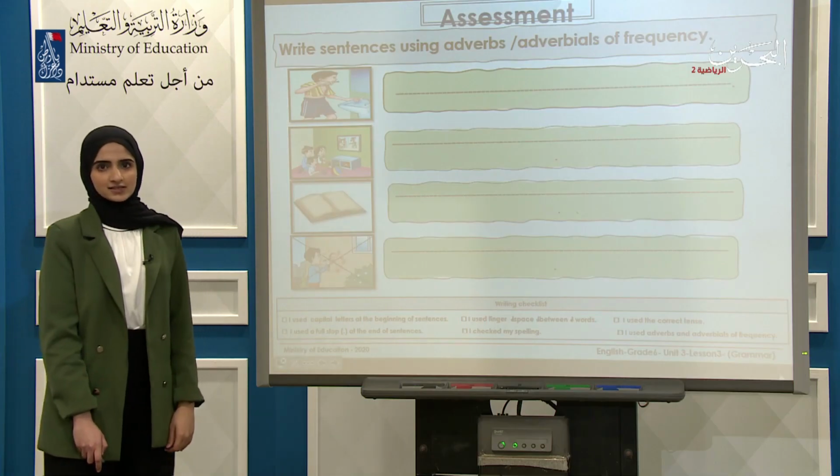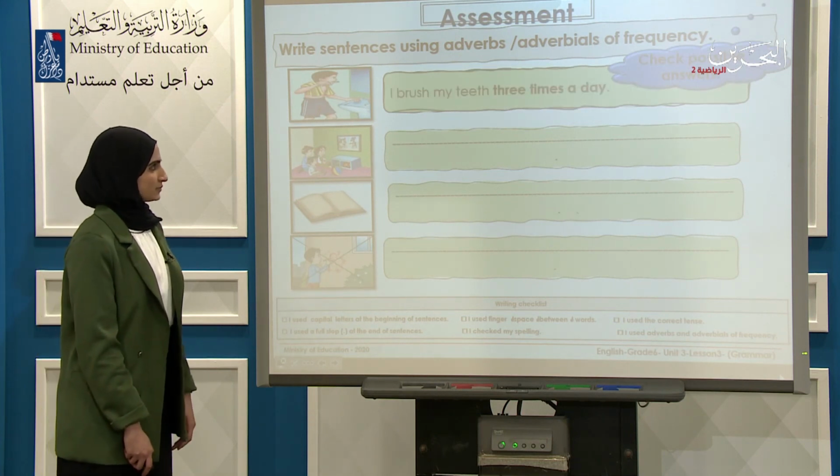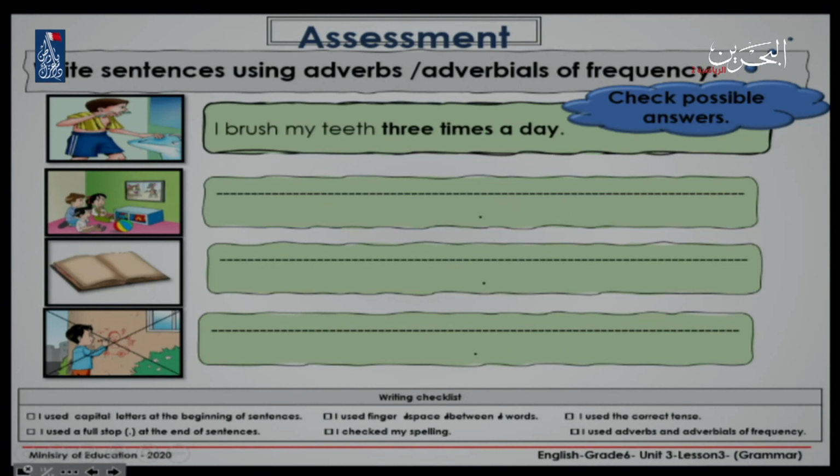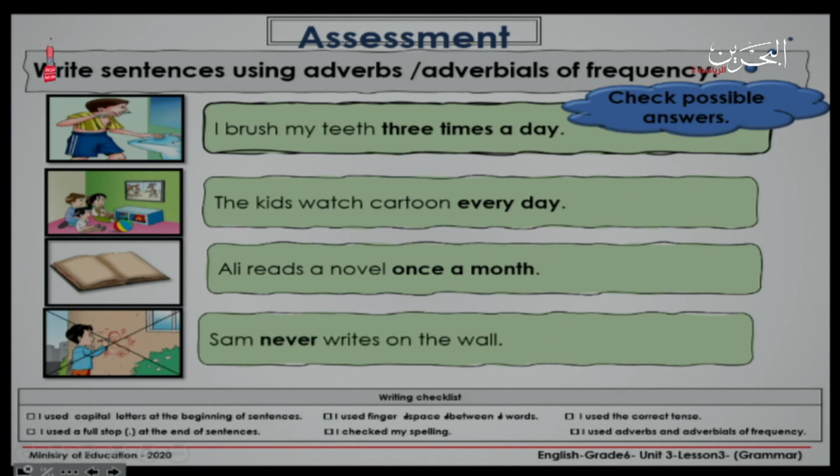Now let's see the sentences together. Number 1, we have I brush my teeth 3 times a day. Number 2, you have the kids watch cartoon every day. Number 3, Ali reads a novel once a month. And the last one, Sam never writes on the wall.